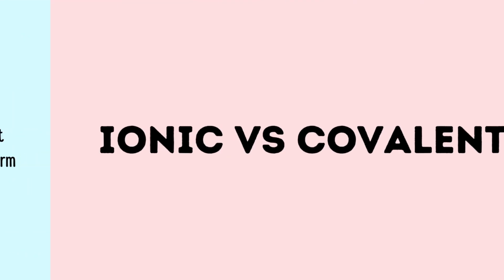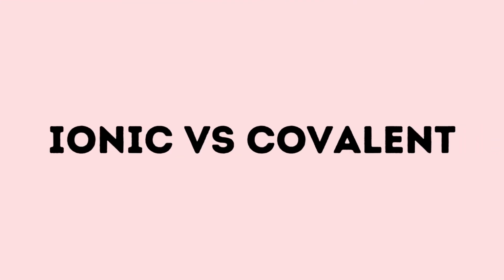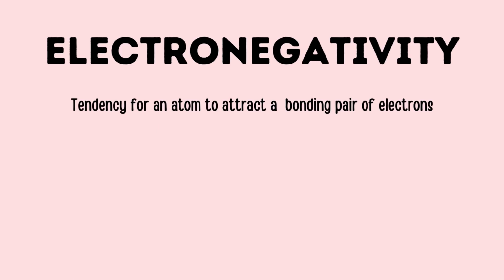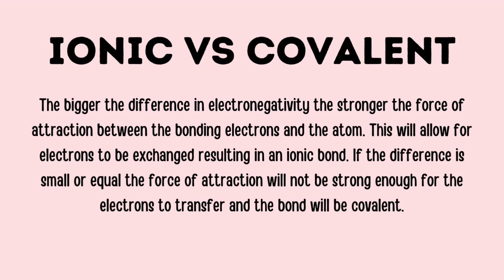Now let's look at the difference between ionic and covalent bonds in terms of electronegativity. But what is electronegativity? Electronegativity is the tendency for an atom to attract a bonding pair of electrons. So how does that determine the difference between ionic and covalent bonds? Well, the bigger the difference in electronegativity, the stronger the force of attraction between the bonding electrons and the atom. This will allow for electrons to be exchanged, resulting in an ionic bond. If the difference is small or equal, the force of attraction will not be strong enough for the electrons to transfer, and the bond will be covalent.